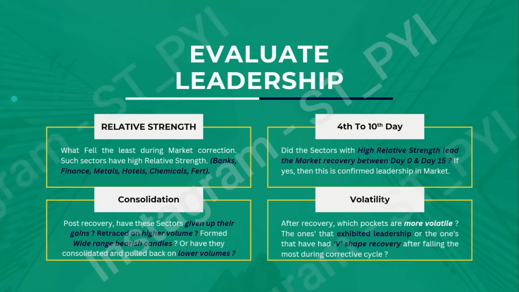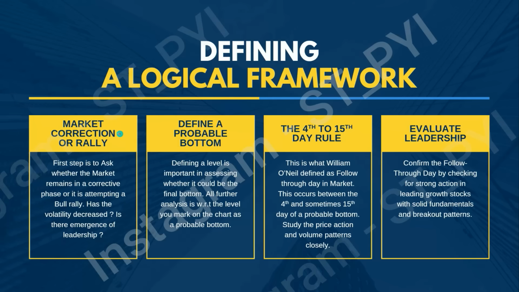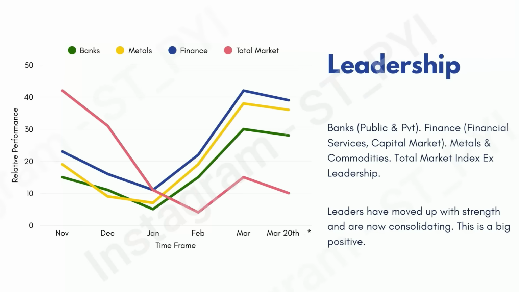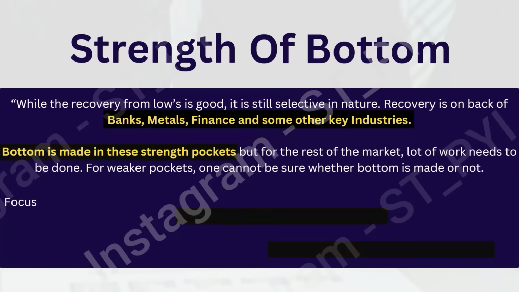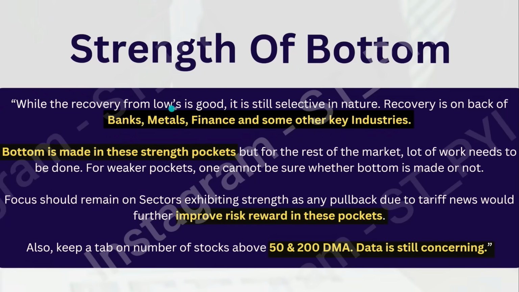So now that we have completed all the rules as taught by William O'Neil and Stan Weinstein, how would you assess what is going on today in the market? So my assessment states that while the recovery from lows is really good, it is still selective in nature. Recovery is on back of banks, metals, finance, and some other key industries in the market. Bottom is made in these strength pockets, but for the rest of the market, a lot of work needs to be done. For weaker pockets, one cannot be sure still whether bottom is made or not.